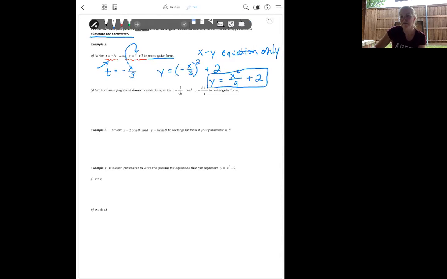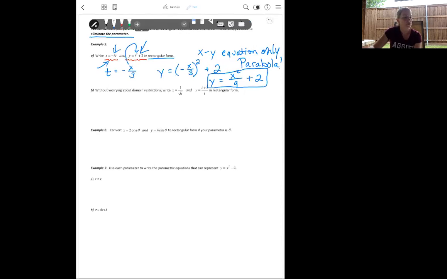What kind of graph would that rectangular equation be? Well, when you see the squared, that means it is a parabola. So you can see a set of parametric equations that give us a parabola.